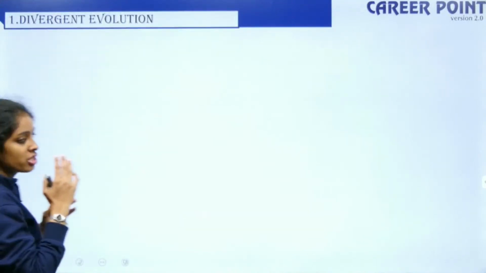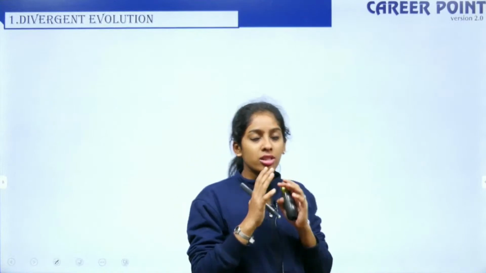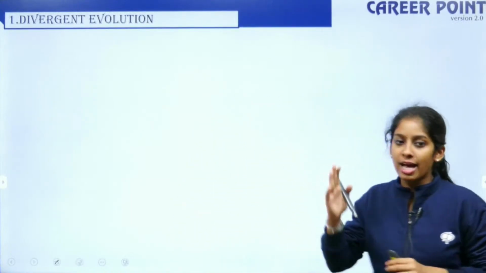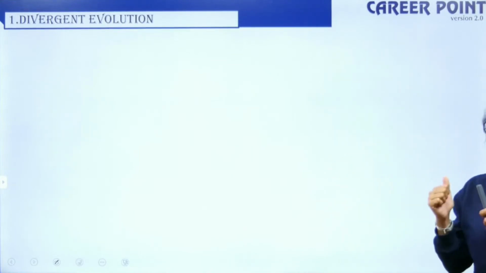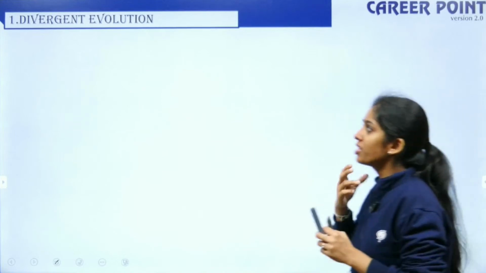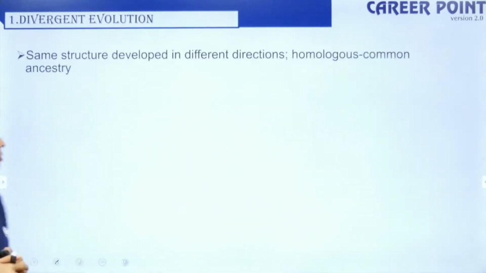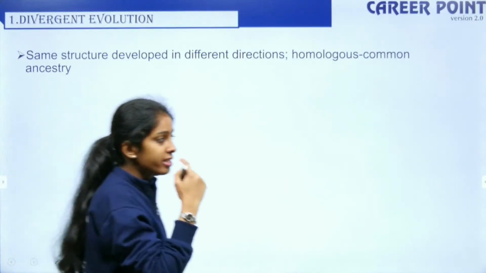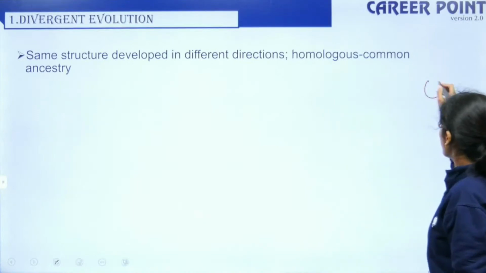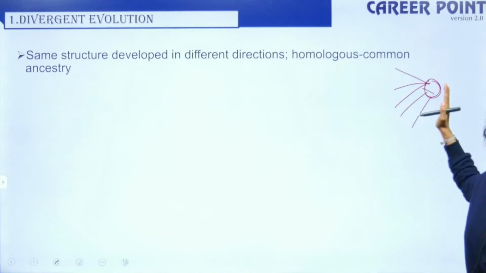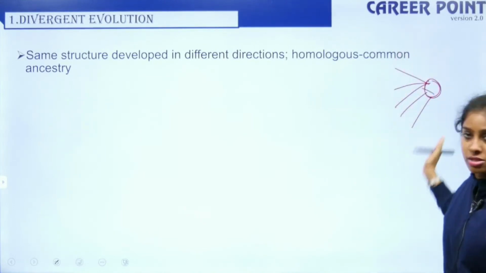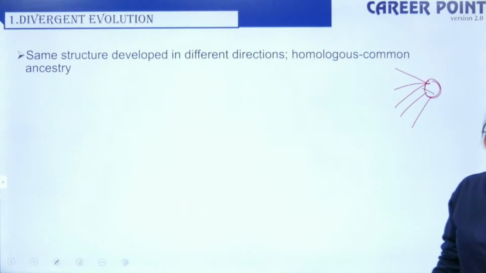Okay, so now we'll talk about the most important thing, that is your divergent evolution. I am highlighting the third point, that is comparative morphology and anatomy, which shows us similarities and differences. So what is divergent evolution? The same structure developed in different directions, so that is called divergent evolution. You have one point and it has developed in different directions. It is the same structure, but it has different functions. Okay, so this is called divergent evolution.